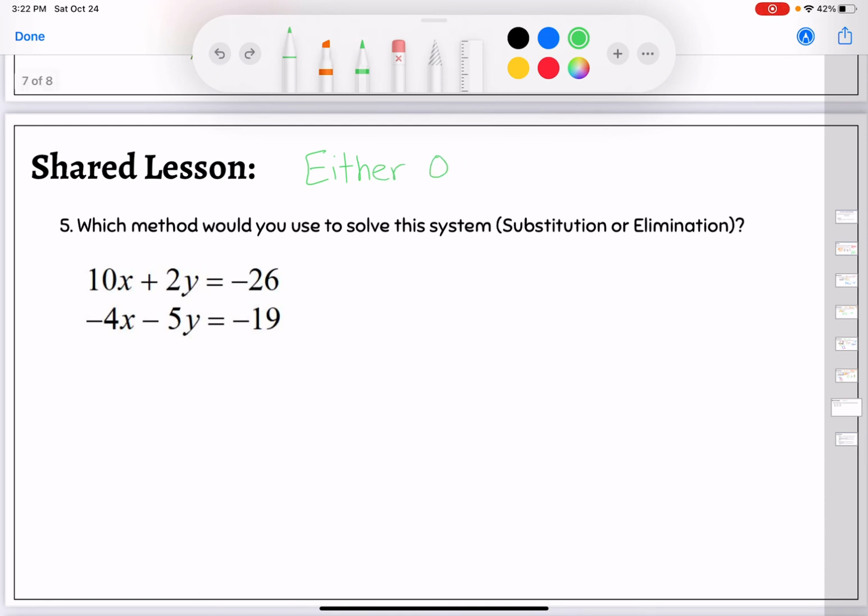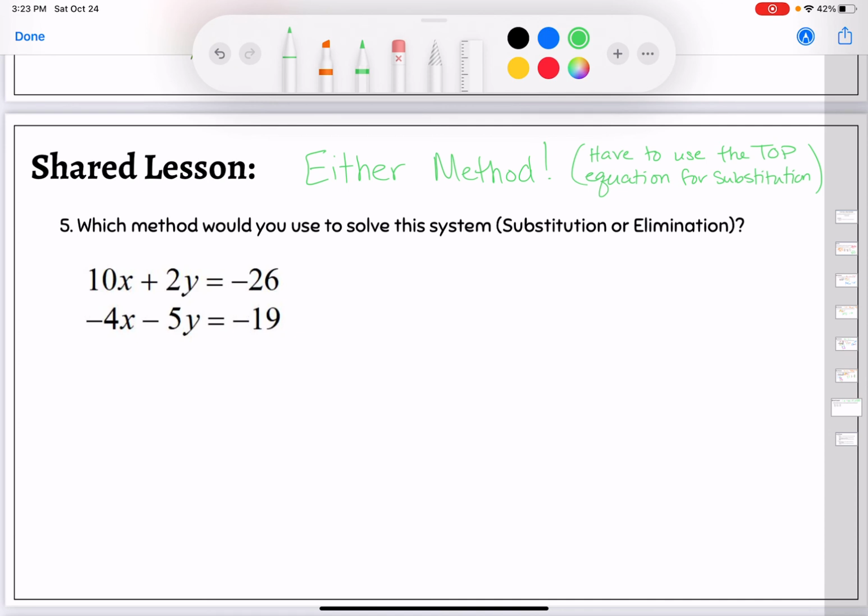Oh, I think I said method last time. Either method. But you have to use the top equation for substitution. All right, but you could do it. I'm going to show elimination on this one. The last time we did either method, I used substitution. This time in either method, I'm going to use the elimination.